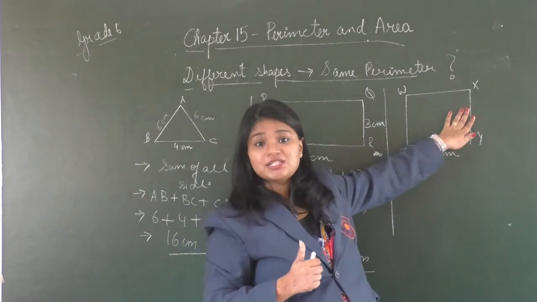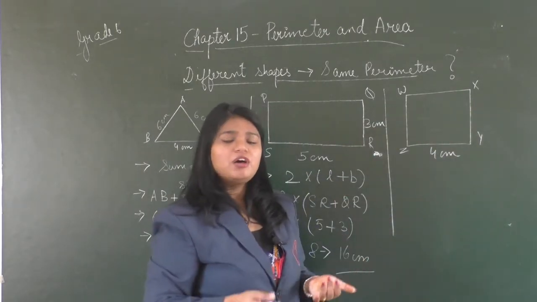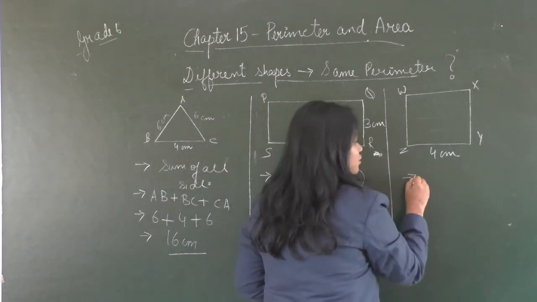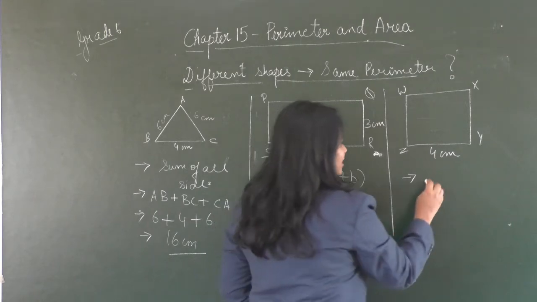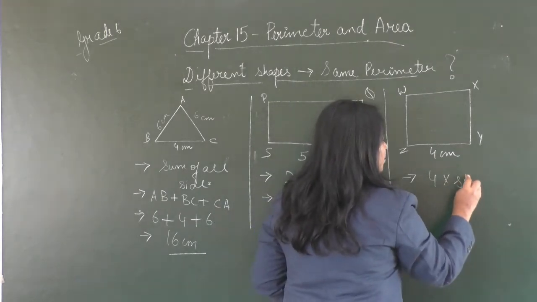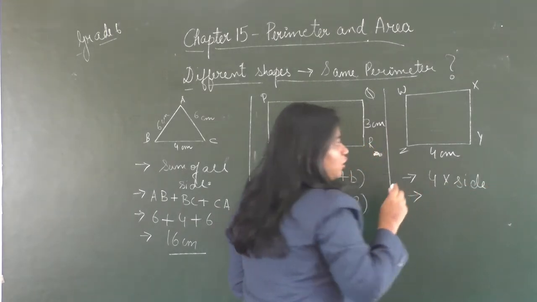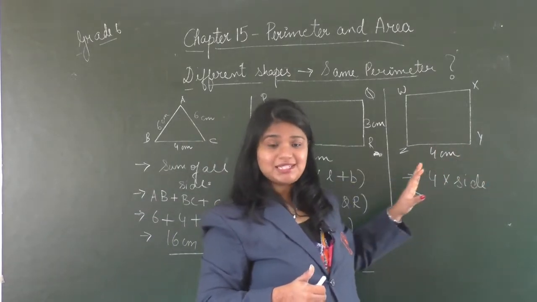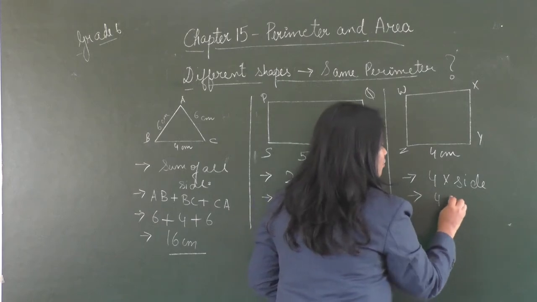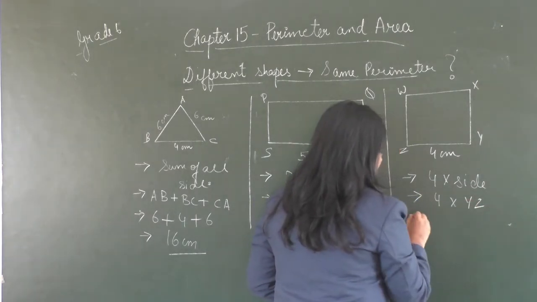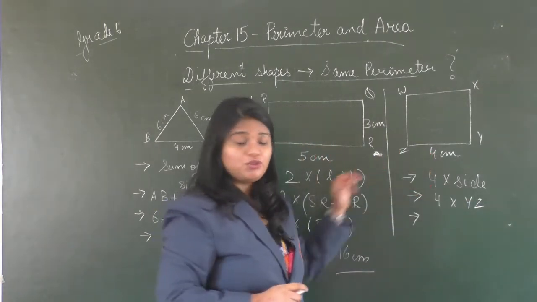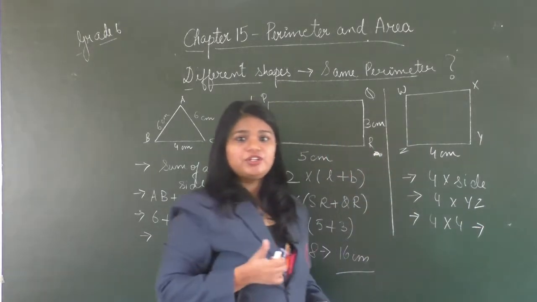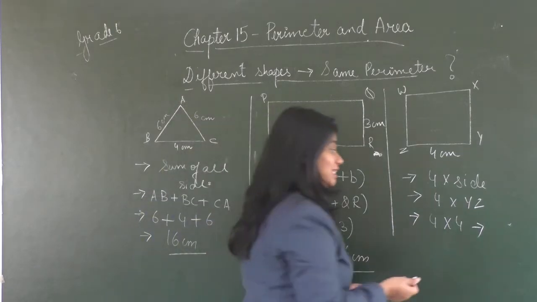Let's go to the square. So what is the formula for perimeter of a square? It is 4 into side. So first we will write down the formula, that is 4 into side. We have been given the measurement of the side ZY or YZ. So I will write 4 into YZ and YZ is equal to 4. So 4 into 4. Now what is 4 into 4? 4 into 4 is 16 centimeter.